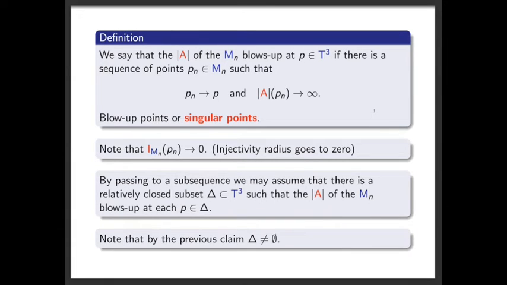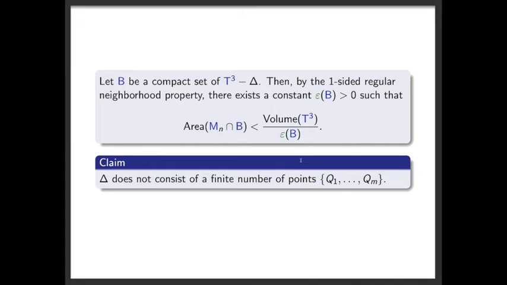Let's pass to a subsequence, and assume that the set of singular points, Delta, is a relatively closed subset of the torus, and we have already shown that this Delta is non-empty. In fact, we can also fairly easily show that Delta does not consist of a finite number of points. So arguing by contradiction, suppose it does.